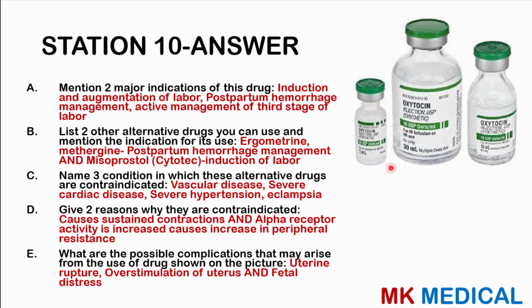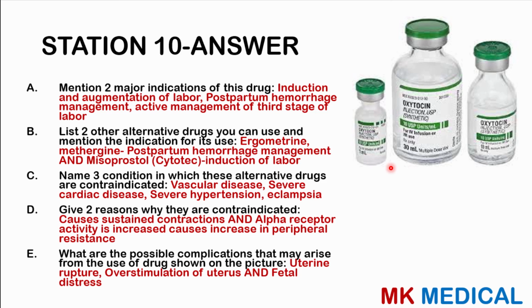So obviously this is oxytocin as already labeled on the bottles. So it's used in induction as well as augmentation of labor. It's used in the management of postpartum hemorrhage. It's also used in the active management of the 3rd stage of labor. And 2 alternative drugs that you could use are ergometrine or methergine for postpartum hemorrhage management, and then misoprostol can also be used for induction of labor.